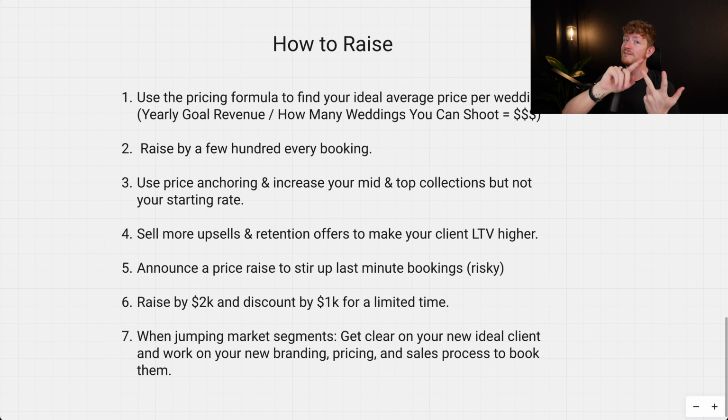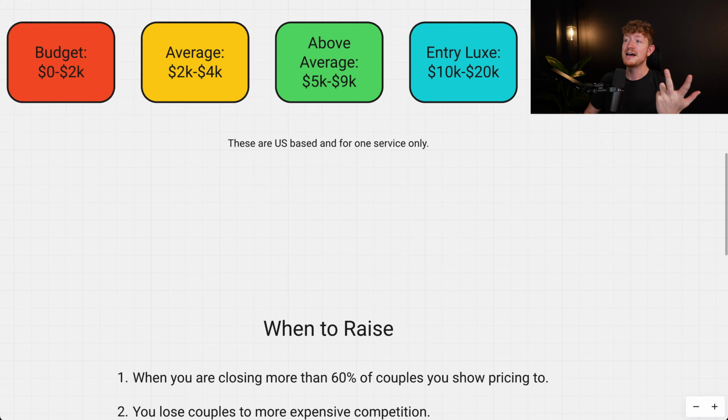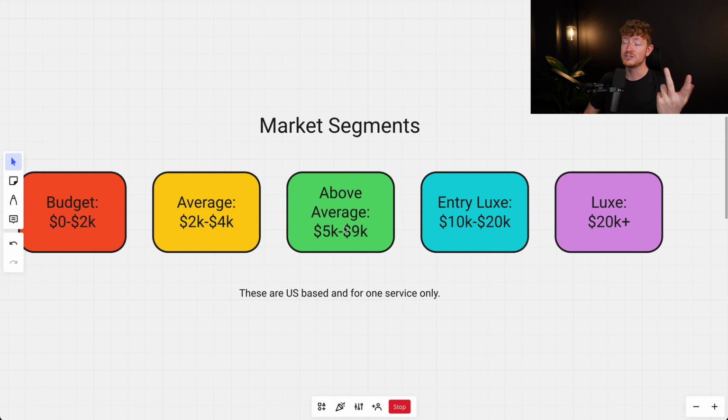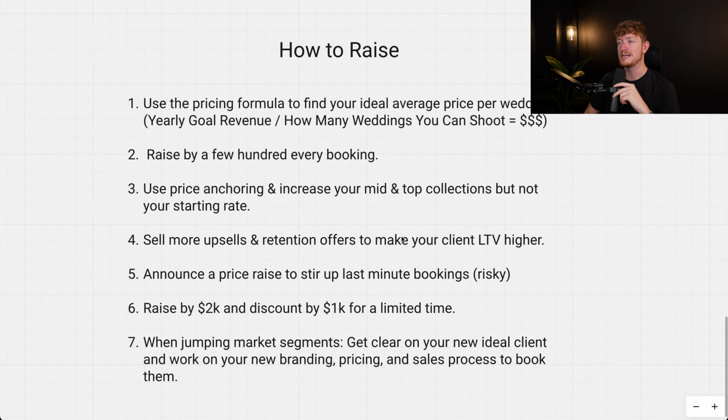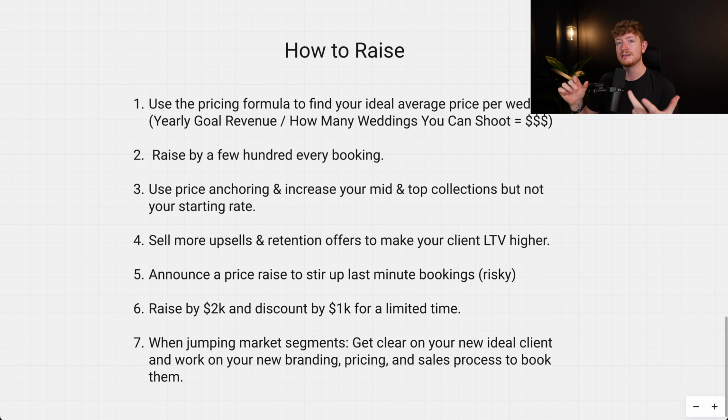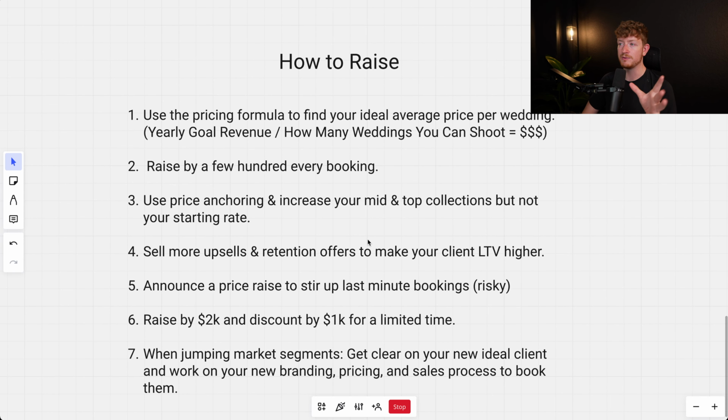Now you need to be careful with that 5K because now you're going after the above average market. So with that 5K, you actually might need to change your starting rate on your website, but this is getting very in the weeds here. I'm just kind of trying to give you the example. If you want to keep your starting rate the same, you can raise your mid-tier and your top-tier collections to increase price. I'm not going to go any further on that. That's pretty self-explanatory. But yeah, that's number 3.